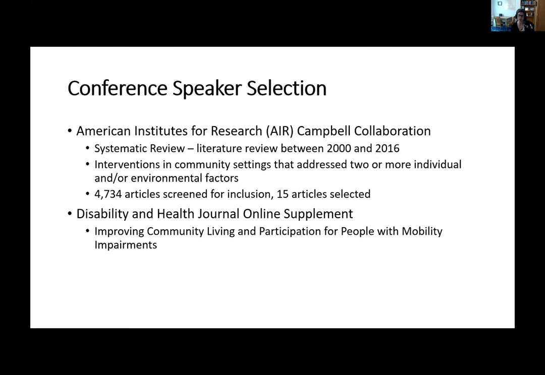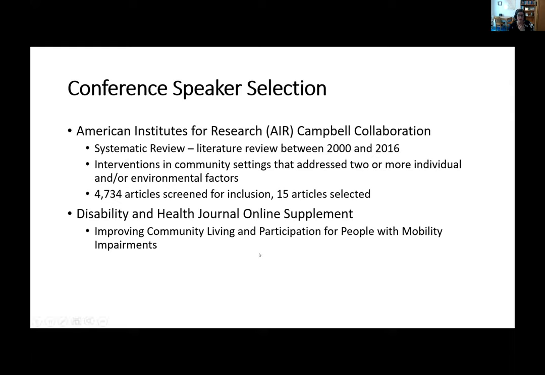That systematic review looked at interventions in community settings that address two or more individual or environmental factors to community participation. And to give you an idea of the scope of this review, they reviewed 4,734 articles for inclusion, of which 15 were selected based on inclusion criteria and rigor. I want to highlight that two of the presenters today were included in that final 15 articles selected, Dr. Gilbert Gim and Dr. Joy Hamill.